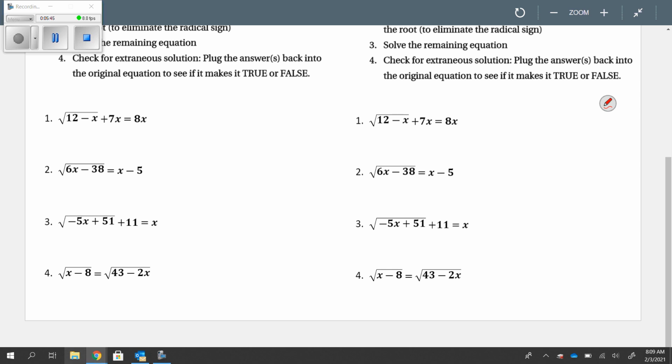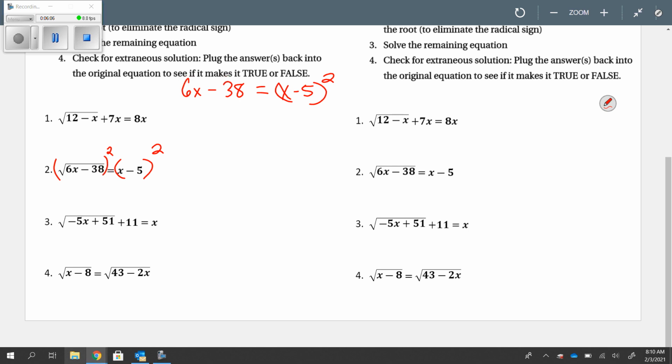We see the radical is already isolated, so all we have to do is raise to the power of 2, both sides. So we're left with, I'm going to write it up here, 6x minus 38 equals (x minus 5) squared.